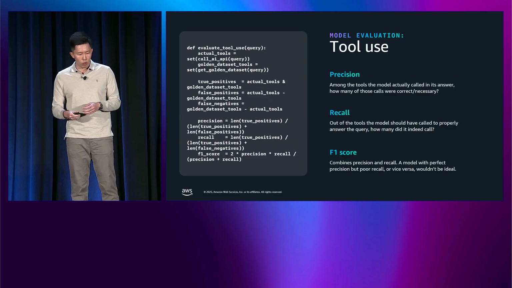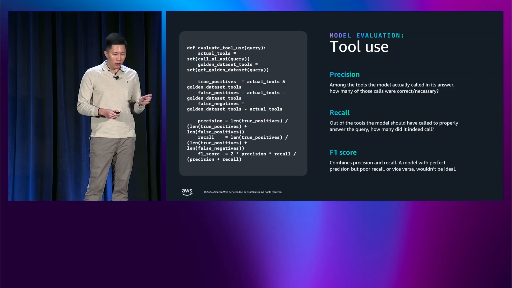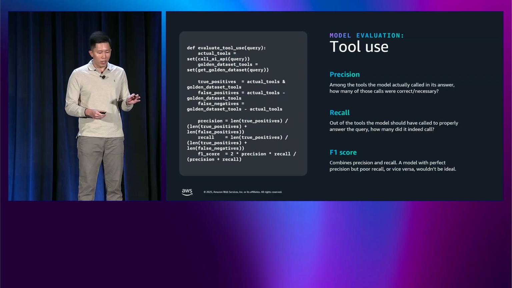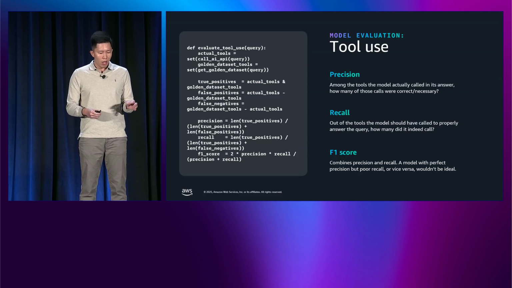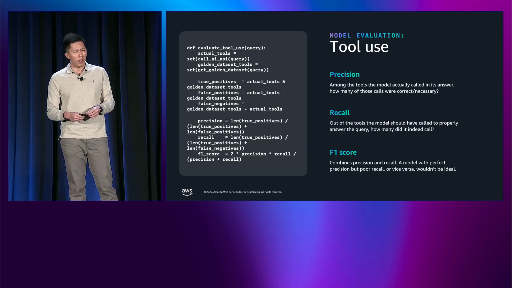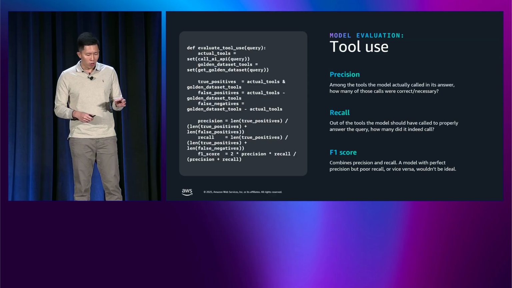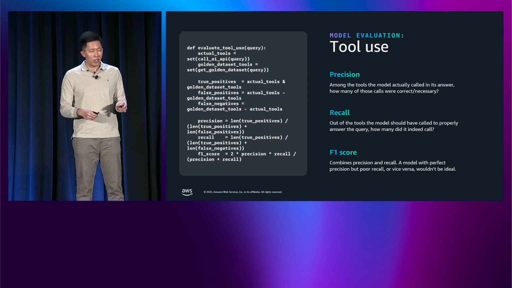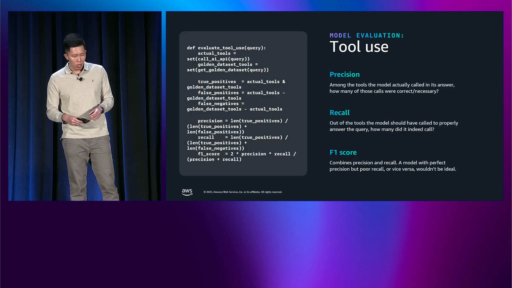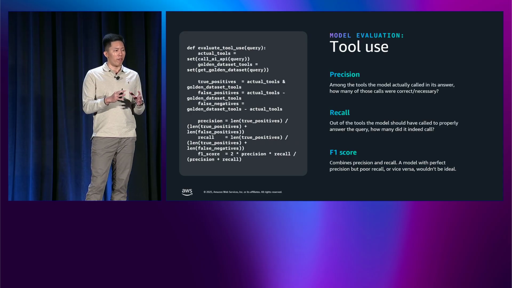Let's dive a bit deeper into tool use. Precision is the first metric we care about. And what it tells us is, amongst the tools that the model actually called, how many of them were correct? How many of them were necessary? Recall tells us, out of all the tools the model should have called, how many did it indeed call? And F1 score combines both of them.